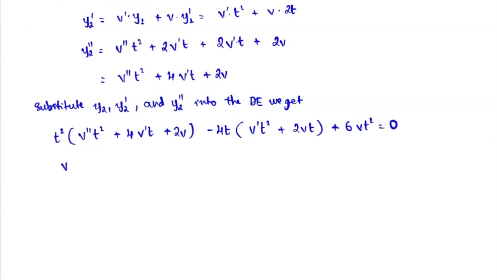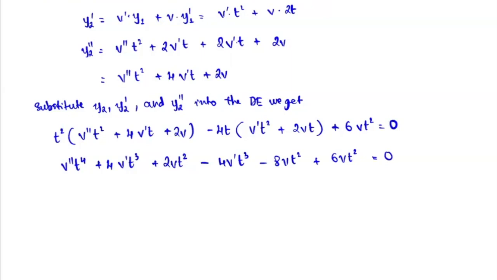Then you do distributions and combine like terms. You have v double prime times t to the 4th plus 4v prime times t cubed plus 2v times t squared. Then you have negative 4v prime times t cubed minus 8v times t squared plus 6v times t squared equal to 0. So do simplifications or combine like terms here.